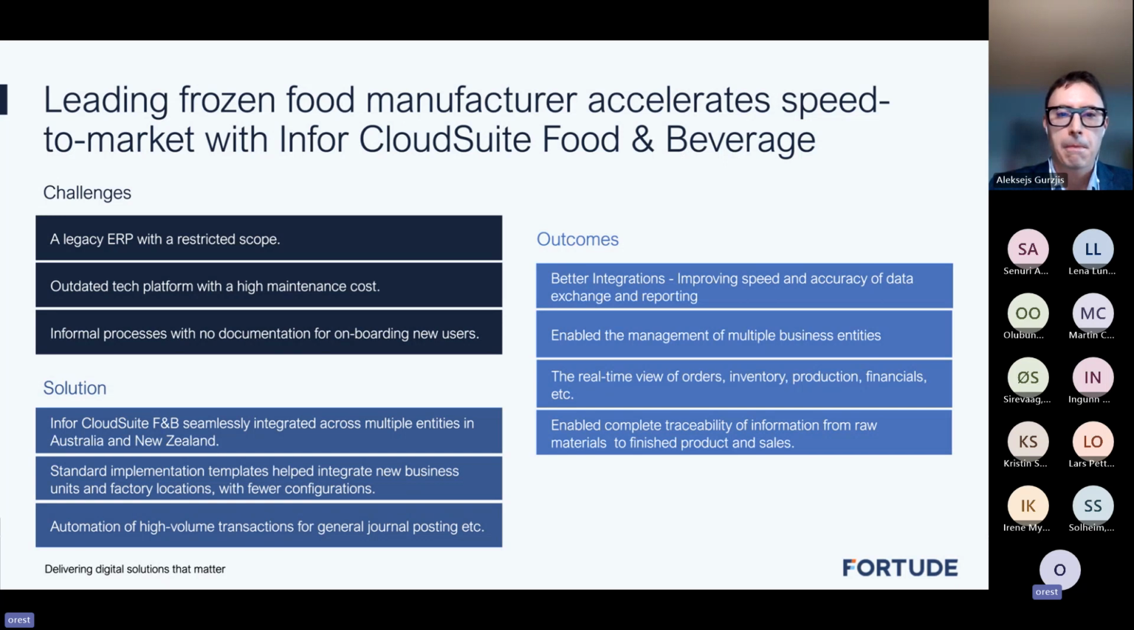They were able to enable management of multiple business entities at the same time while still being able to review orders, inventory, production, finance, etc. in real time. And one of the key factors that they needed was complete traceability of information from beginning to end. Key factor in their day-to-day activities.